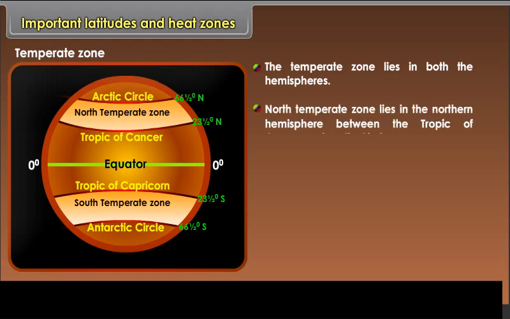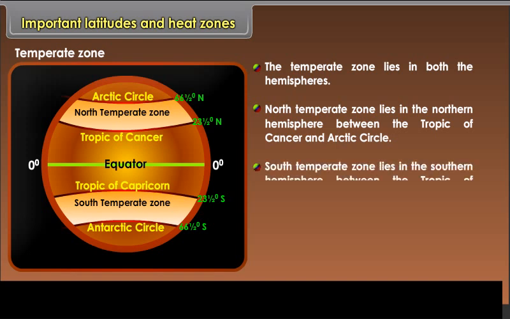North temperate zone lies in the Northern Hemisphere between the Tropic of Cancer and Arctic Circle. South temperate zone lies in the Southern Hemisphere between the Tropic of Capricorn and the Antarctic Circle.